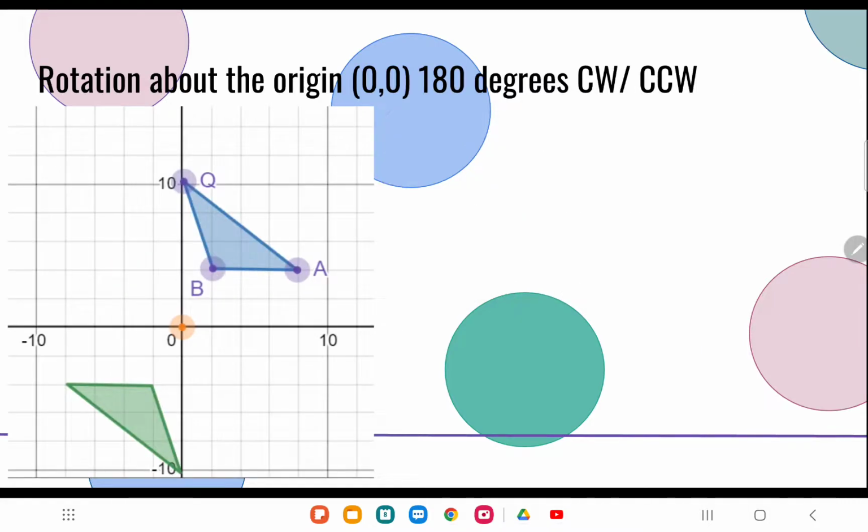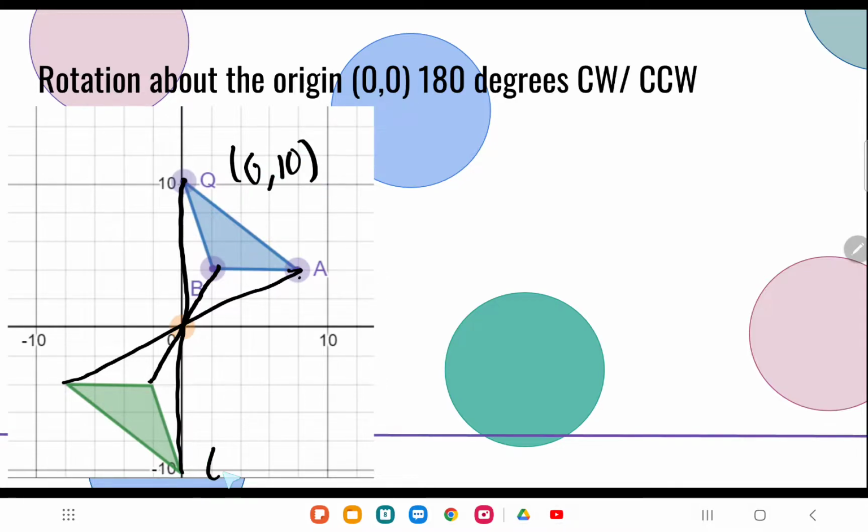Let's see what happens in a 180-degree rotation. Here's our triangle ABQ, and we'll notice that passing through the center of rotation, I can draw a straight line segment from B to B prime, from A to A prime, and from Q to Q prime. I notice that Q changes from (0, 10) to (0, -10).